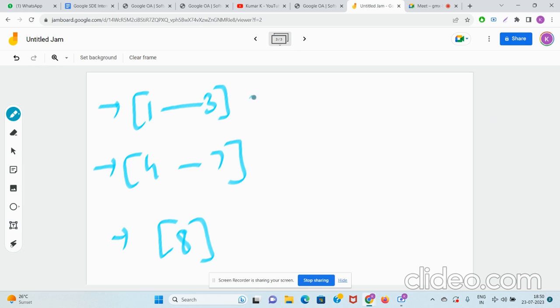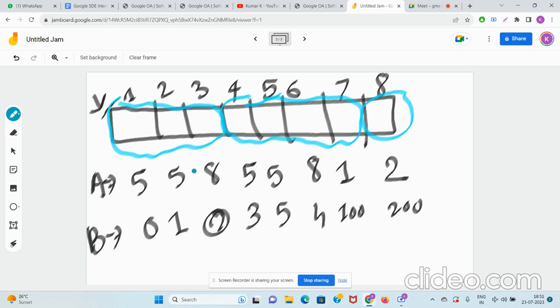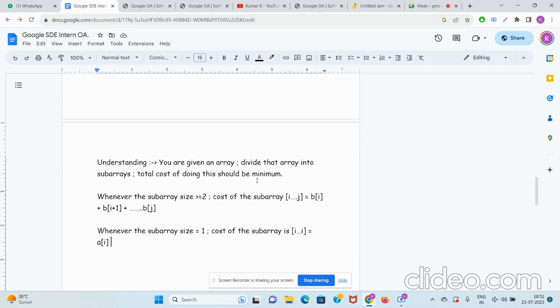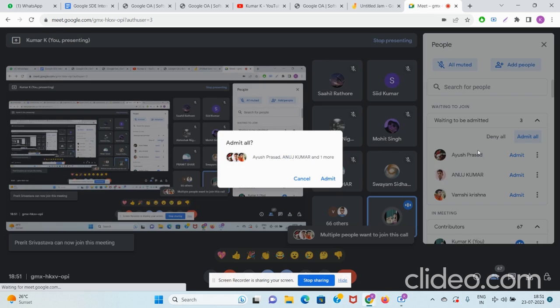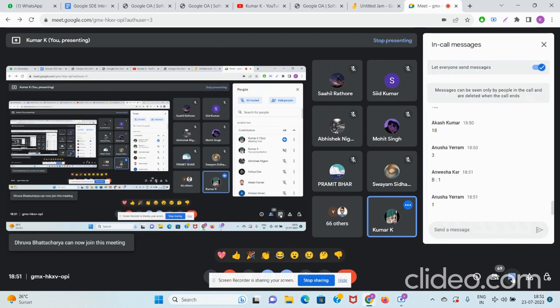Guys, can anyone tell me what will be the cost of this part 1 to 3? Start writing in the chat and be super fast. It will be as taught. What did I teach? What will be the cost of i to j? B of 1 plus B of 2 plus B of 3.